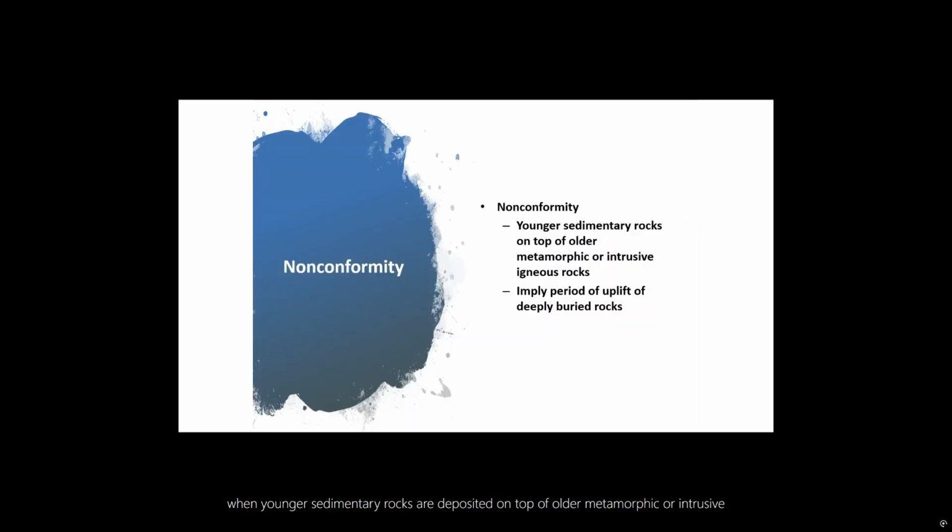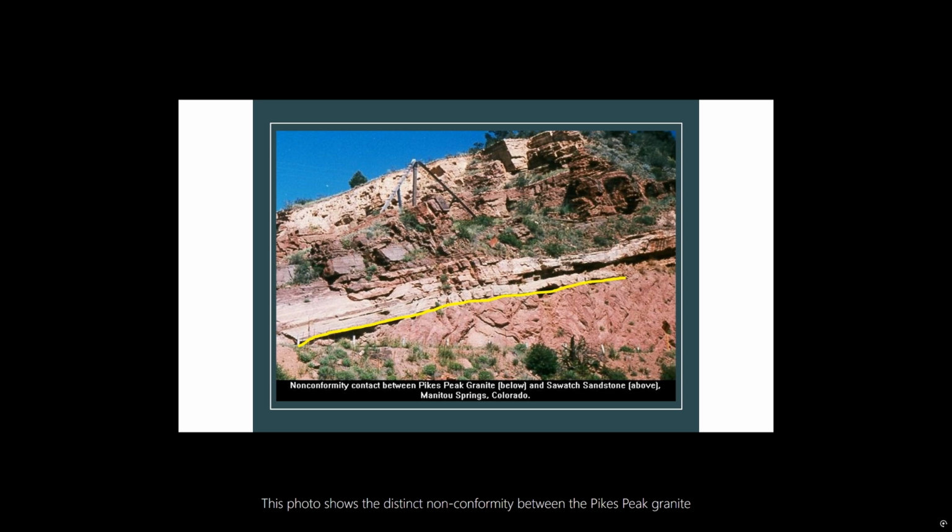Nonconformities occur when younger sedimentary rocks are deposited on top of older metamorphic or intrusive igneous rocks. Nonconformities imply a period of uplift of deeply buried rocks, then a return to sedimentary deposition. This photo shows the distinct nonconformity between the Pikes Peak granite on the bottom and the Sawatch sandstone on the top.